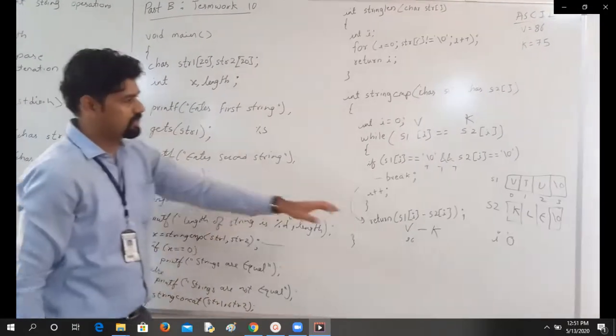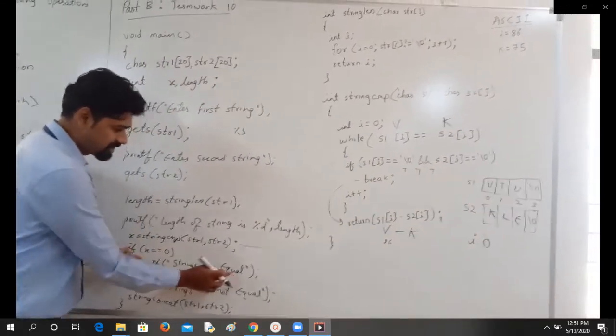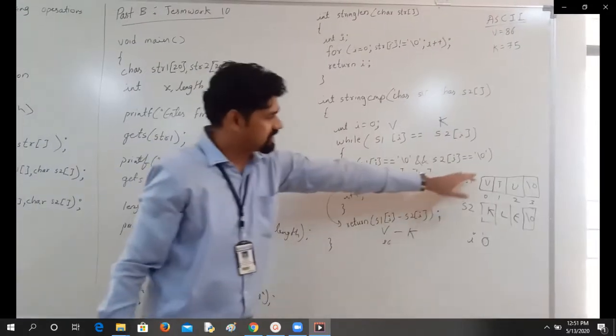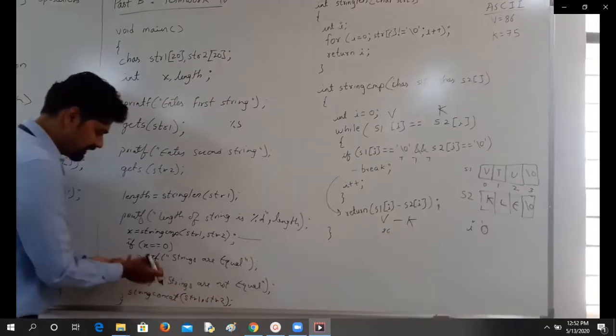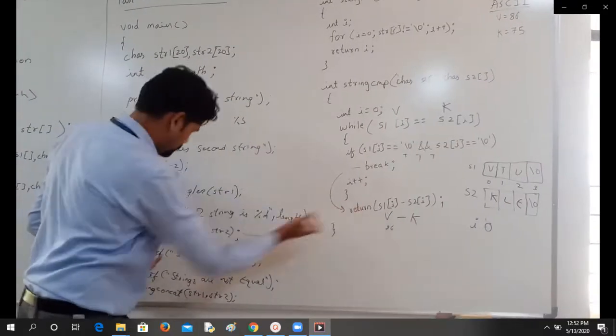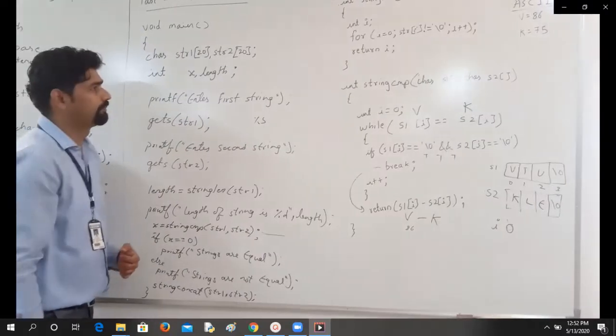So when the input was V2, it returned 0, and I said strings are equal. Now I have taken two different strings, that is V2 and KLE, and I return a non-zero value, and thus it says the strings are not equal.